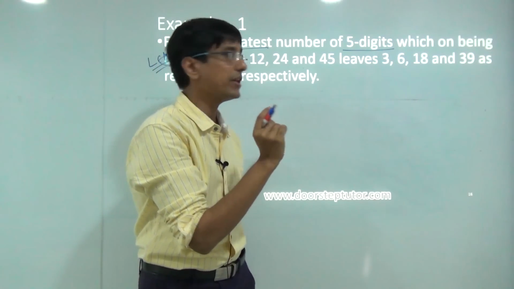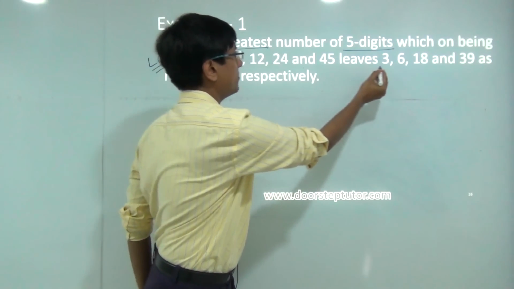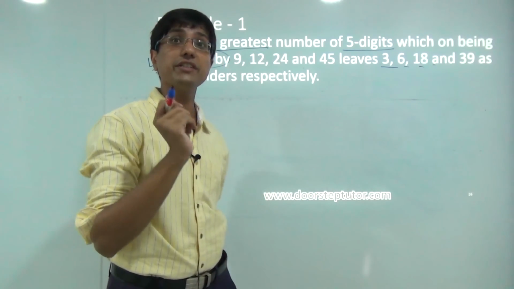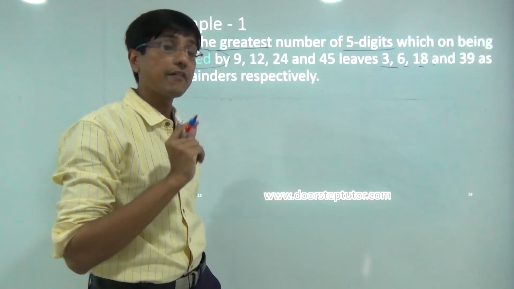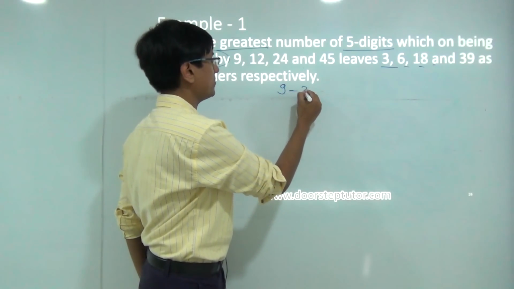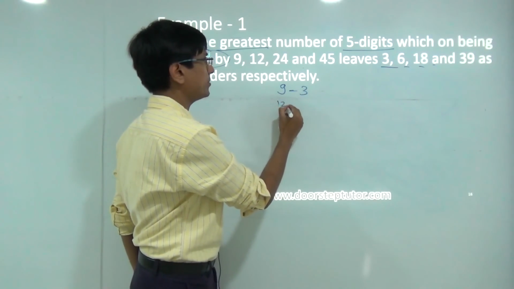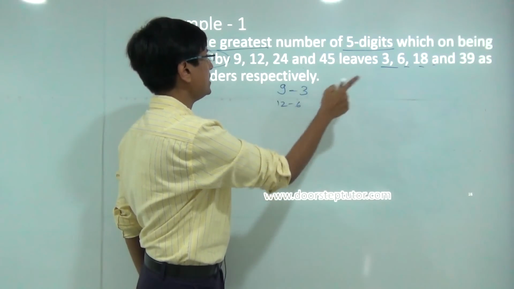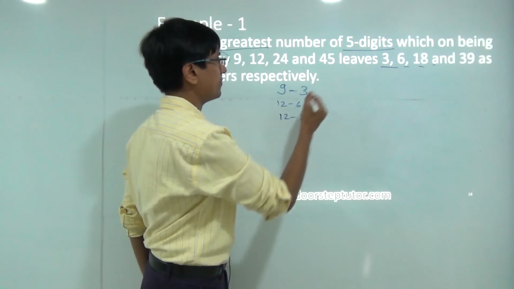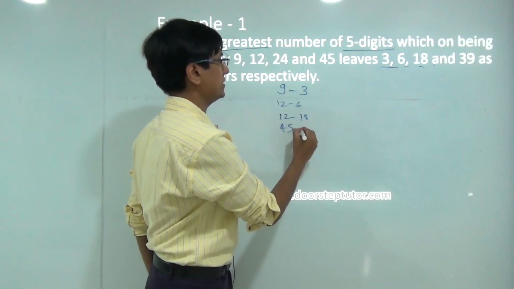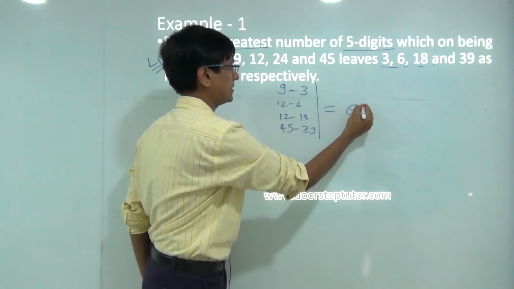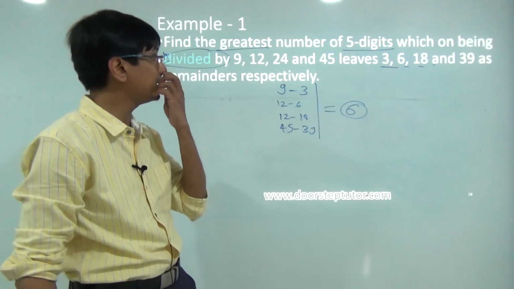The second thing I notice is different remainders. So in an LCM remainder problem, if I have different remainders, what is the first thing I do? I find the common difference. So I calculate 9 minus 3, 12 minus 6, 24 minus 18 and 45 minus its remainder, and in each case this is nothing but 6. So my common difference is 6.